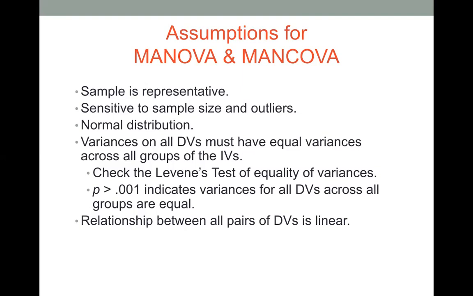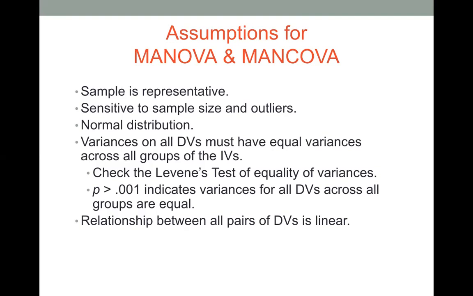Use Levene's test of equality of variances. P greater than 0.001 indicates the variances of all DVs across all groups are equal. The relationship between all pairs of DVs is linear. So this linearity: the relationship between the pairs of all the dependent variables has to be linear. Together with normal distribution, equality of variances, a representative sample, and sensitivity to sample size and outliers, these are the assumptions.